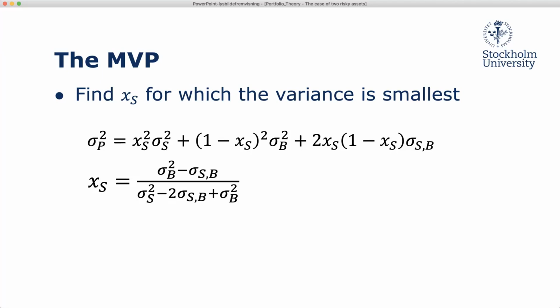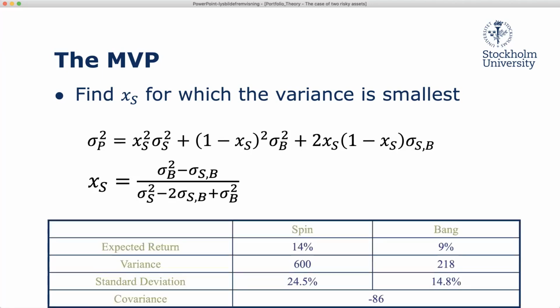Bringing back again the table displaying the variance and covariance of spin and bang, we can plug them into the expression that gives the weight of the MVP in this case. And when we type these numbers into our calculator, the resulting value of the weight of the MVP is equal to 0.31.